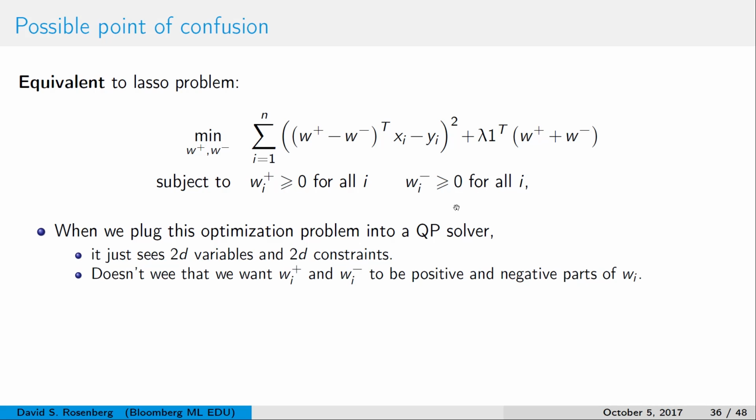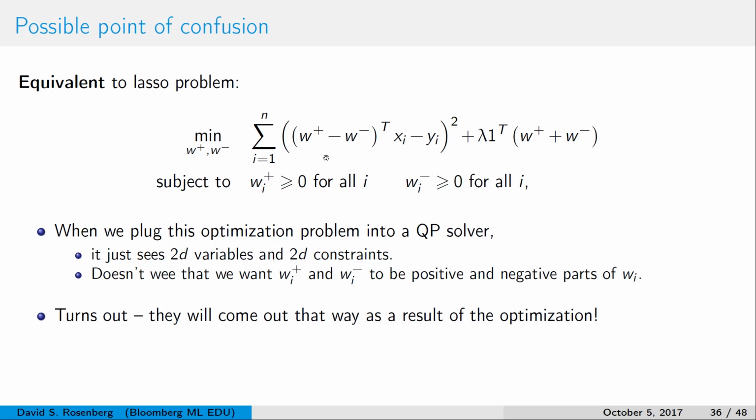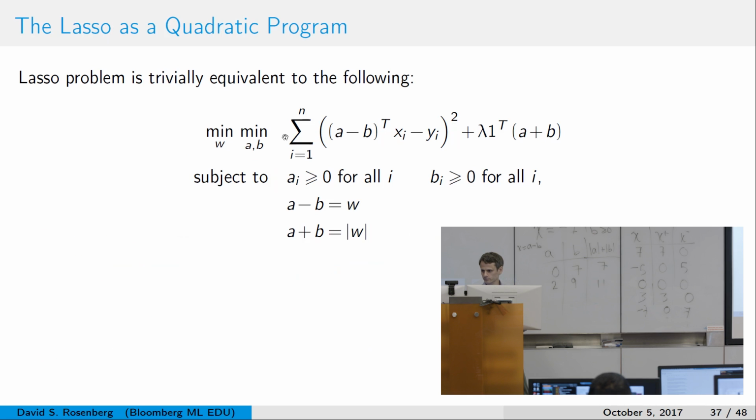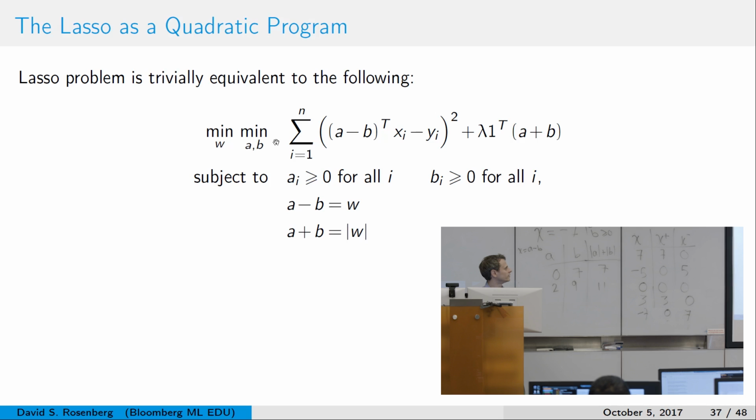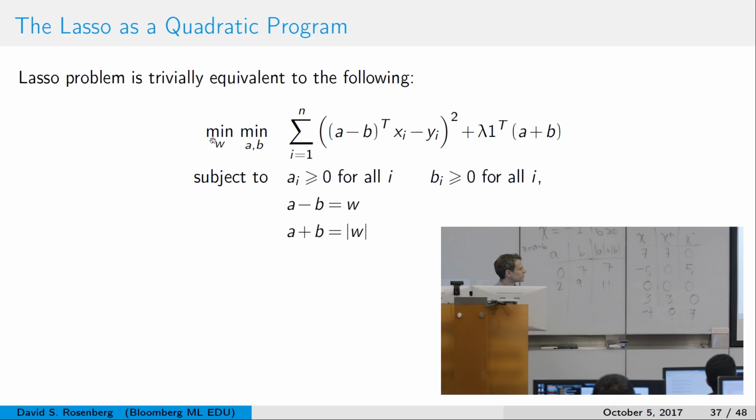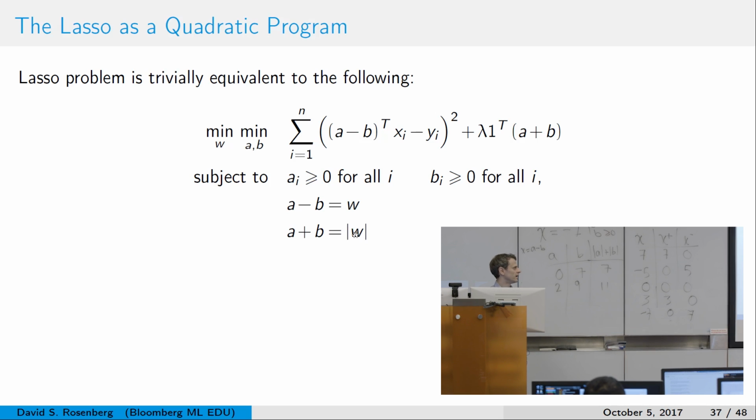Because of that, I'm going to rewrite, instead of W plus and W minus, with A's and B's, so that we're not even distracted by W plus and W minus. I claim that this problem is trivially equivalent to the original one. We start with a minimum over W, just like we do for Lasso. And then we add in these two new variables, A and B. But we immediately constrain them. The intent is that A minus B is W, and we constrain them to be exactly what we want them to be for positive and negative parts. So A minus B is W. Here we have A minus B. That's where W was before. And that A plus B is the absolute value of W. That is exactly where absolute value of W was before.